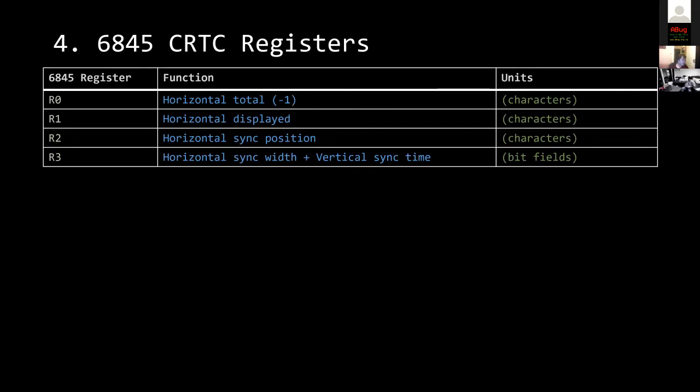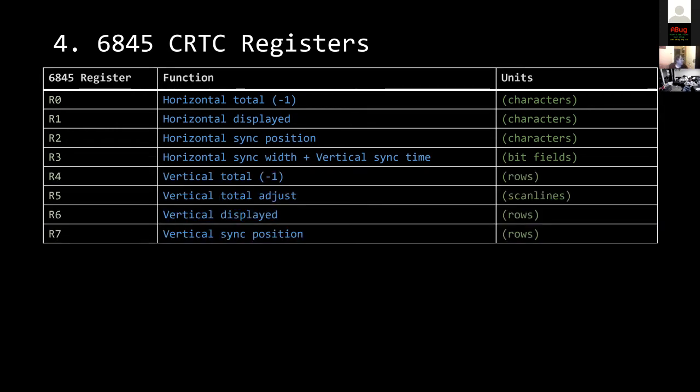We start off with 4 horizontal registers, and I've got the units here on the right-hand side. There's a total number of characters across the screen, but only a portion of those are displayed. Then we also need to specify what the sync position is going to be. There's also a register which deals with the horizontal sync width and the vertical sync time. Again, you probably want to leave those as defaults, otherwise you're unlikely to get a valid signal.